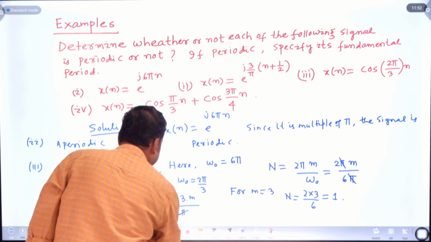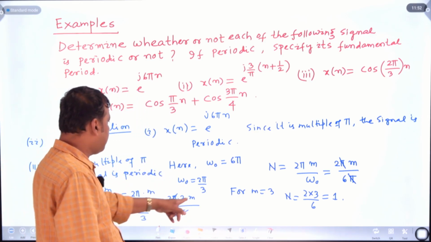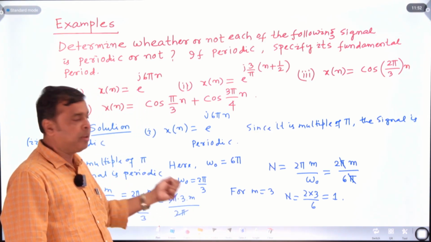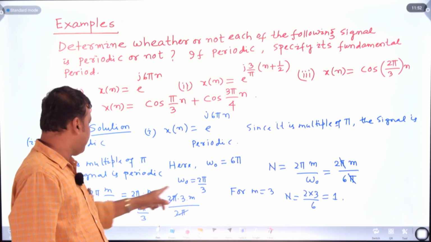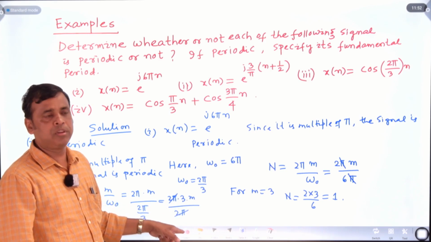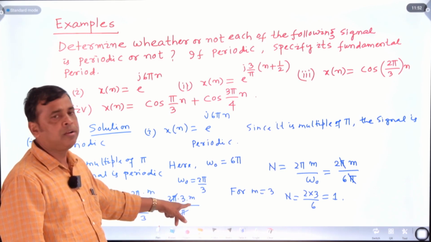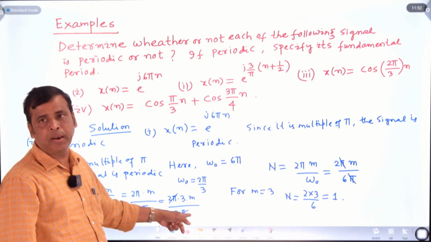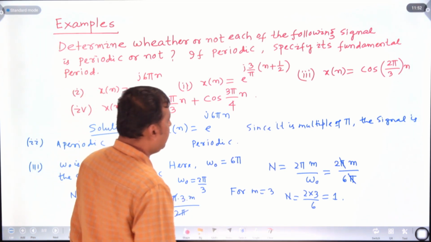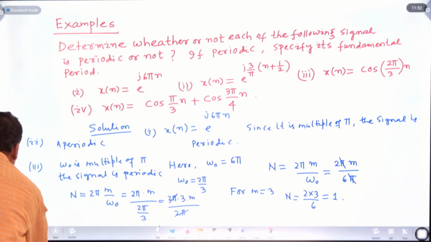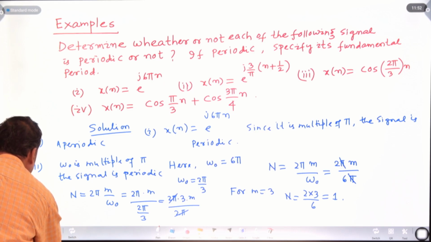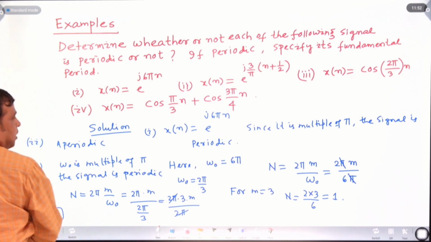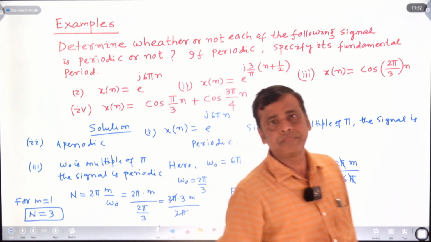2 pi will be cancelled out. What is the value of m? The minimum value of m cannot be 0. So m is 1. For m equal to 1, n equal to how much? N equal to 3. So the minimum value of m here is clearly 1. For m equal to 1, n is nothing but 3. And in this example, the fundamental period or common period is 3.